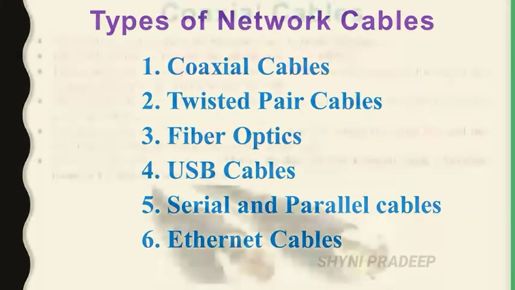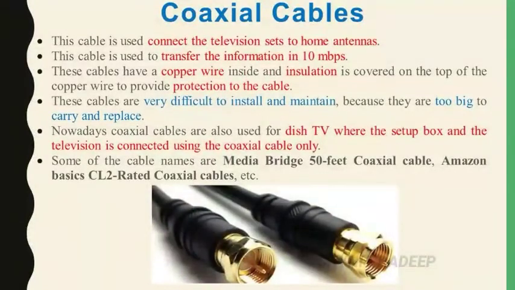First let us see about coaxial cables. This cable is used to connect television sets to home antennas. It is used to transfer the information in 10 megabits per second. See this picture. This is the coaxial cable. These cables have a copper wire inside and the insulation is covered on the top of the copper wire to provide the protection of the cable. These cables are very difficult to install and maintain because they are too big to carry and replace.